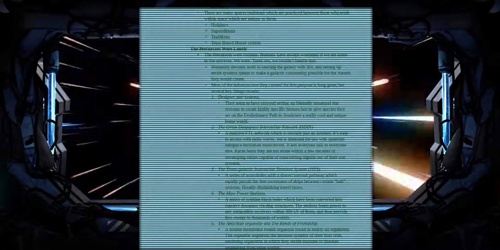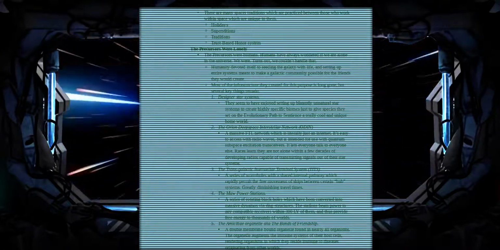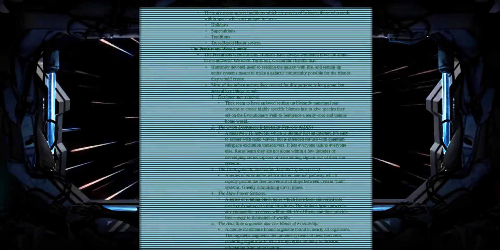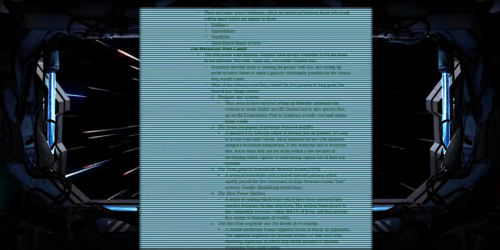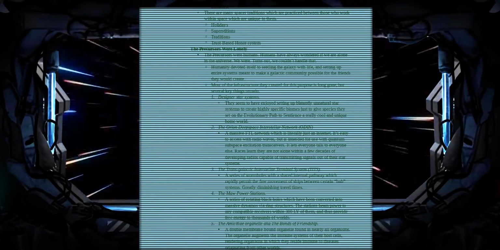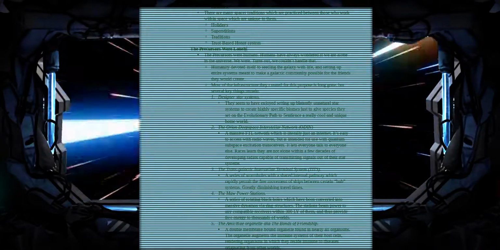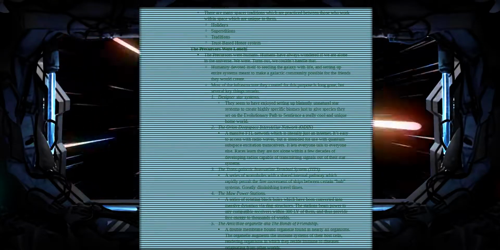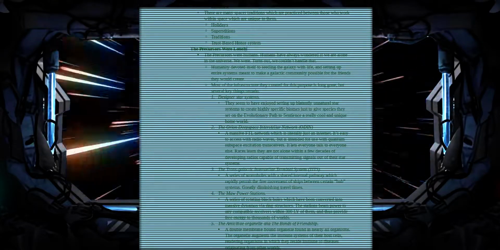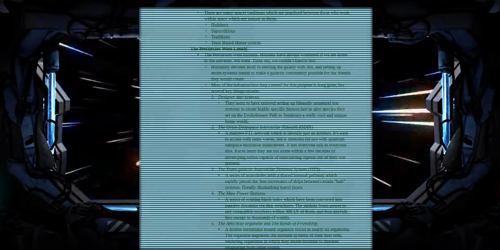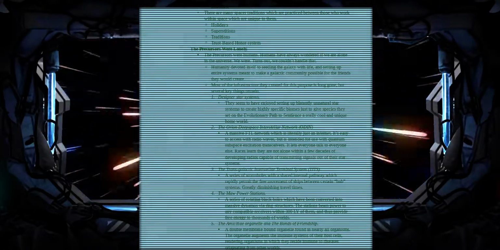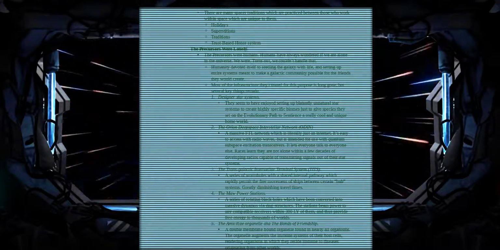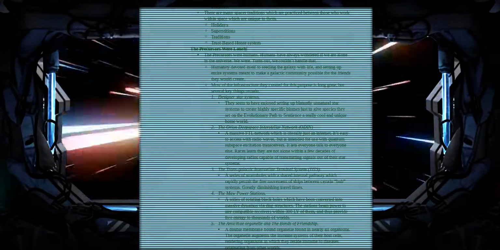So humanity devoted itself to seeding the galaxy with life and setting up entire systems meant to make a galactic community not only possible for the friends they would create, but awesome for the friends they would create. That is what I see humans doing. And if you do not think that it's possible for humans to do that, well, this is billions of years in our future, and we survived that whole time. We wouldn't need billions of years. We would just need 10,000 more good years of the scientific.